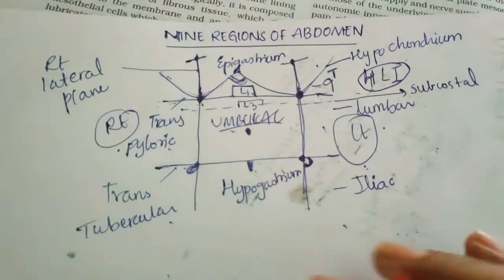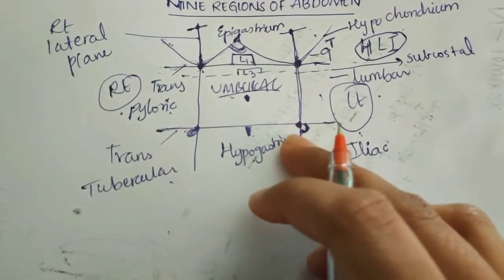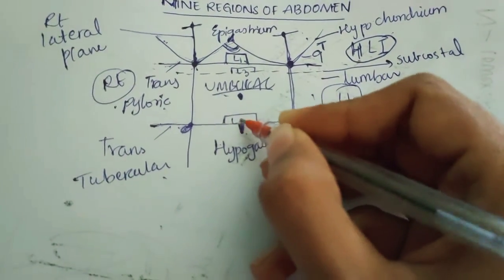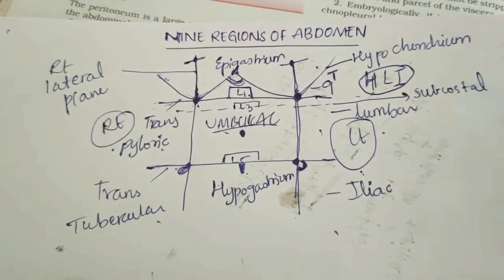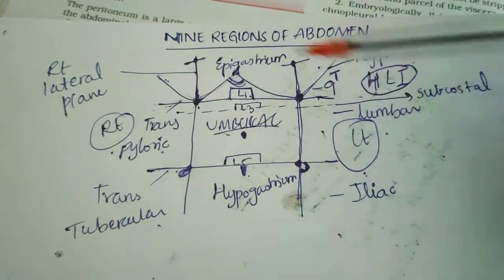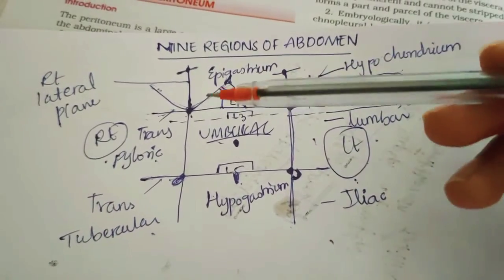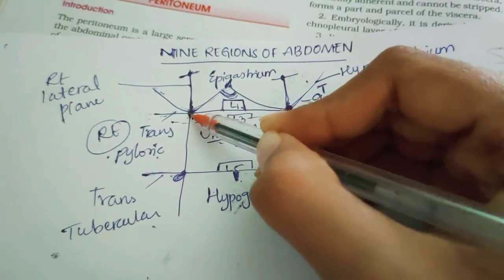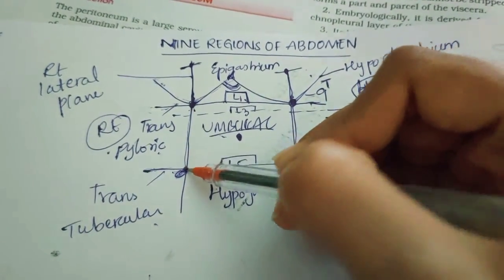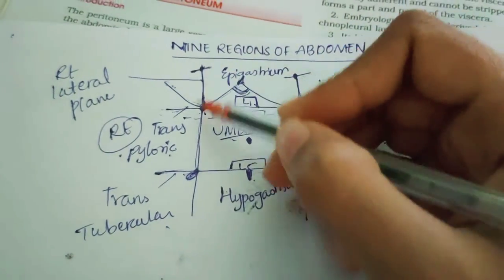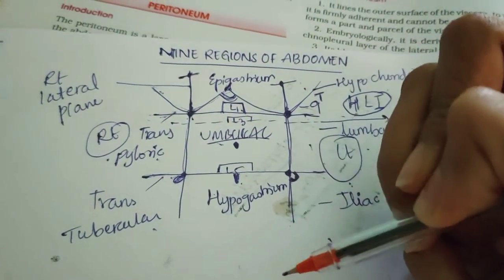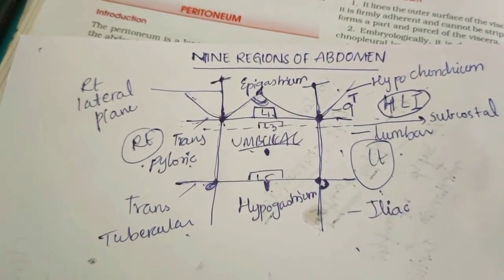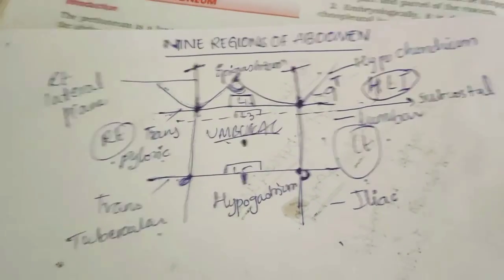Next, coming to the transtubercular plane. It is passing through the tubercles of the iliac crest and also the body of L5 near its upper border. Next, coming to the vertical lines called the right lateral plane and left lateral plane, these are also called mid-clavicular lines, because they are passing from the mid clavicular point, next through the tip of the ninth costal cartilage, and then to the mid inguinal point. So these are the landmarks by which the right and left lateral planes pass. So these are the 9 regions of abdomen. I hope you have understood this.